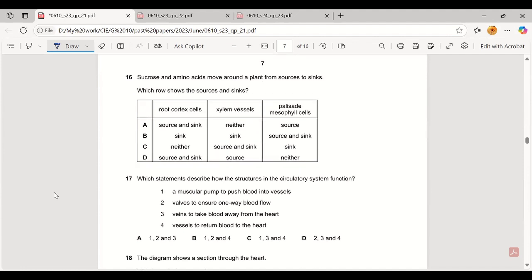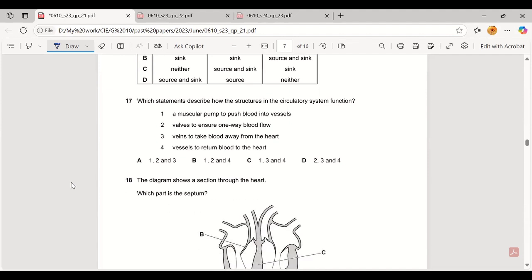Sucrose and amino acids move around a plant from sources to sinks. Which row shows the sources and sinks? Sajim. A. A, yes. The palisade cells, guys, can never be a sink. Okay, it's always a source. Fine. And the xylem, of course, is neither of these.